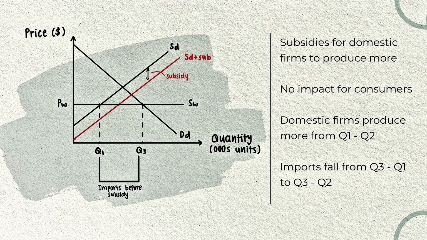As this is a subsidy for domestic firms, there will be no impact on consumers, so they will still be able to consume at DD, which intersects at SW, with a price of PW, which is the world price, and Q3. But as the domestic firms get to produce more at SD plus sub, their quantity produced will increase from Q1 to Q2. They in turn will receive a higher price of PW plus subsidy, and the imports before the production subsidy was the distance between Q3 and Q1, and after the production subsidy, Q2 to Q1.